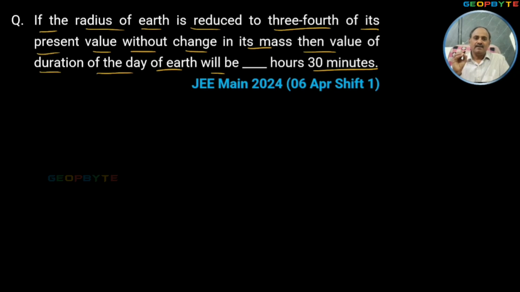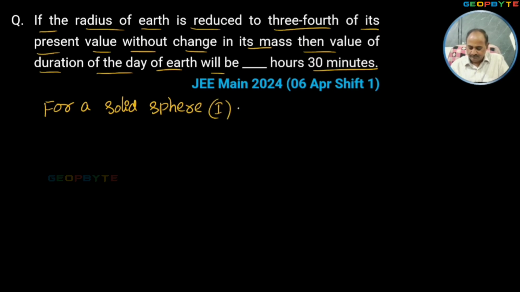For the radius r and mass m, the time taken per day is 24 hours. Okay, so with that, the earth is treated as a solid sphere. For a solid sphere, I equals 2 by 5 m r square. Okay, now let us consider the conservation of angular momentum principle.